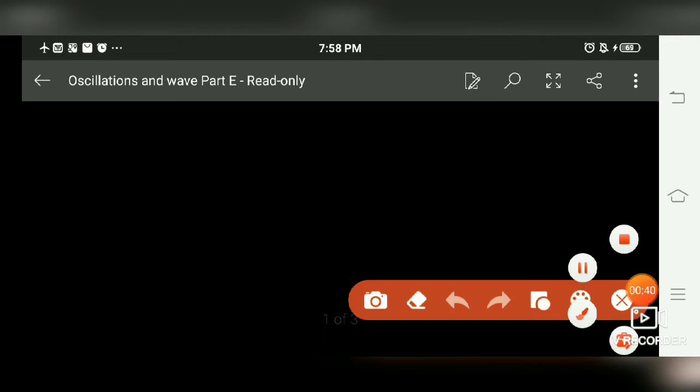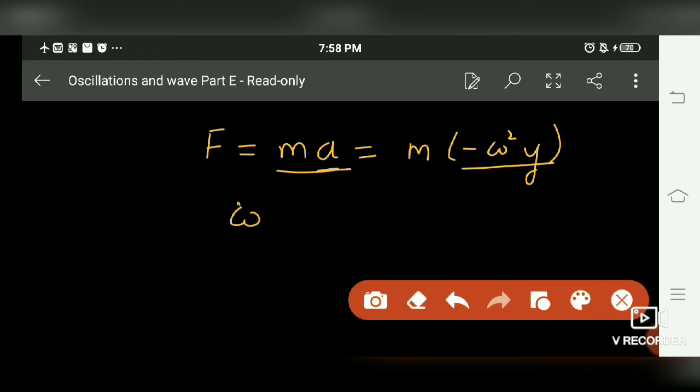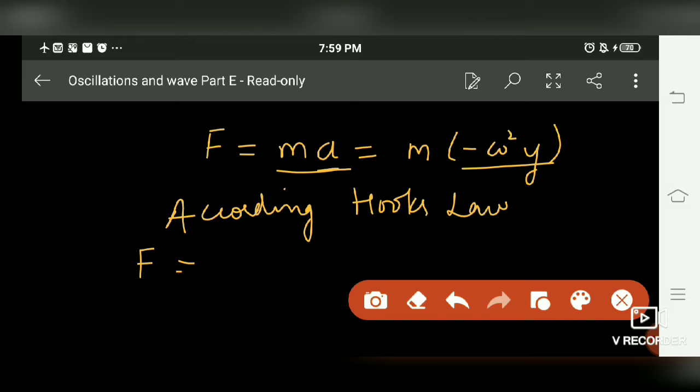Actually, as we know, force is equal to what? Mass into acceleration, and we have found acceleration is equal to minus omega square y. So if we compare these two sides, we get omega square. Or according to Hooke's law, force is also equal to minus ky, where y is the displacement from the mean position.